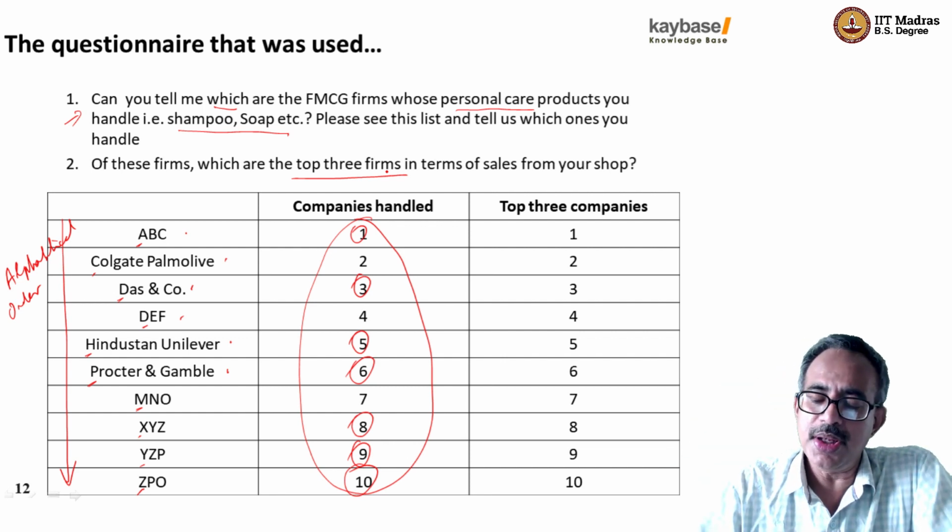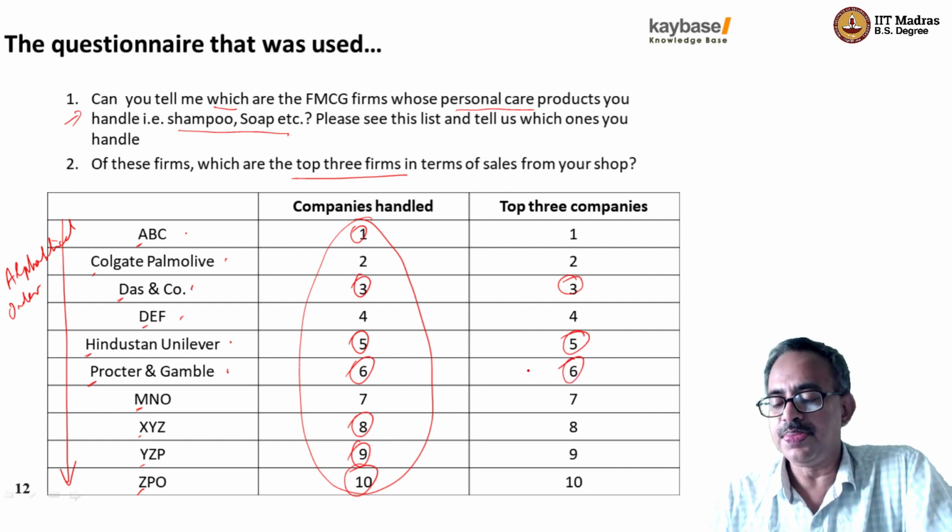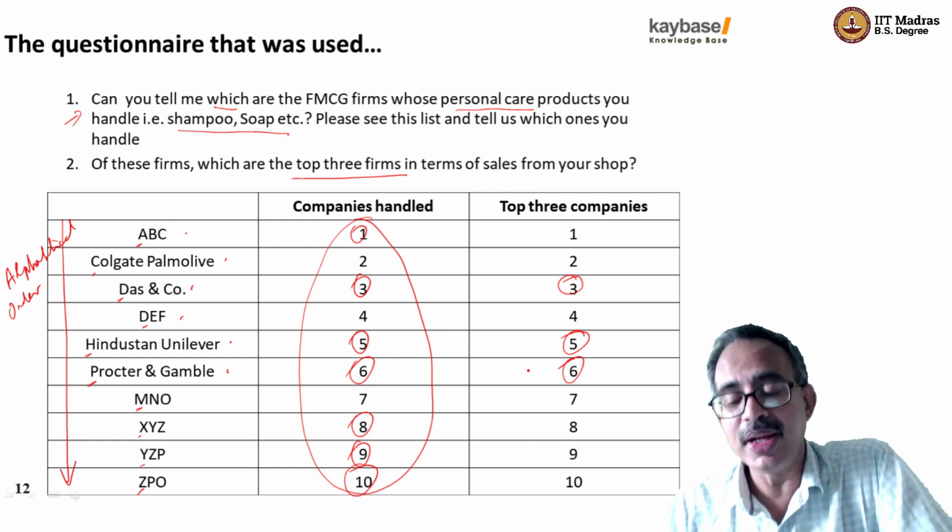So which are the top 3 brands? And the person says, for me it is DAS & Co, Hindustan Unilever and Procter & Gamble. These are the companies whose products they sell mainly.